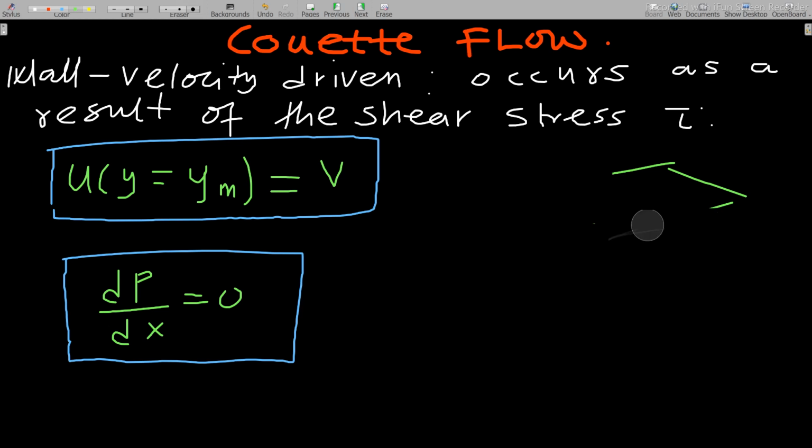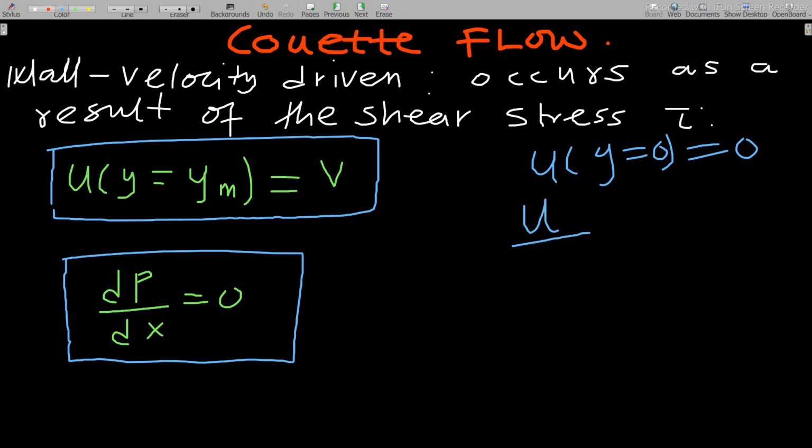So at the lower part of the plate, where we've not moved, we know that u of y equals 0 is 0. Since it is being caused by wall velocity driven, meaning the walls of the plates are moving the fluid at that point, the velocity of the fluid at the wall, at y max, is not 0 and is equal to some velocity v. Some books use u with an underline, but let's use v here for simplification sake. We are saying that this is not caused by any pressure driven flow, meaning our dp dx, that is our pressure gradient, is 0. So with this idea, let's go and derive the equations we can get from this.